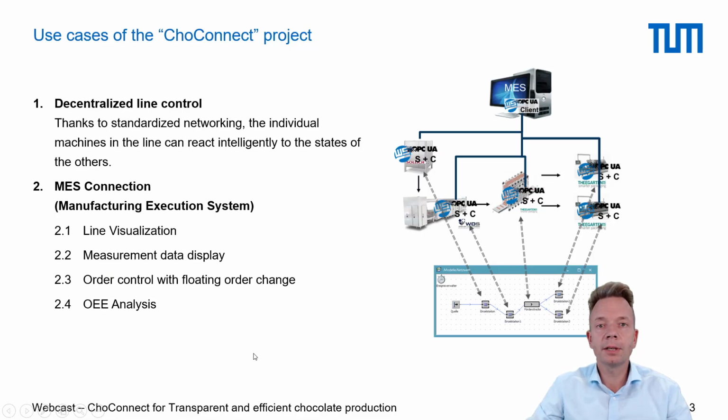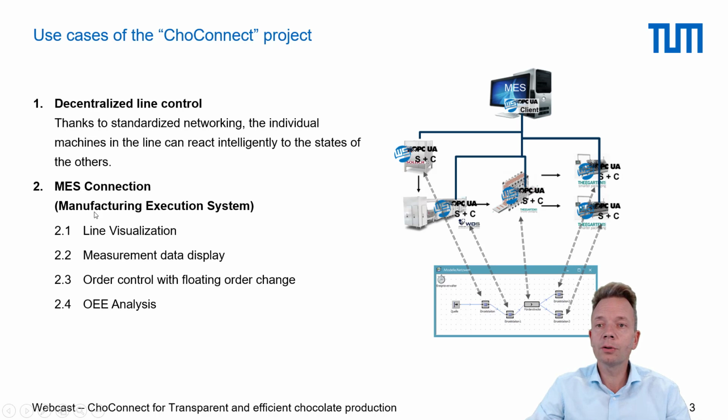By this implementation we focused on the following use cases. We wanted to show that a standardized networking allows a decentralized line control. So thanks to this standardized networking, the individual machines in the line can react intelligently to the states of the others, also to the speeds of the others within the line, and this was realized via OPC UA servers and clients on the controllers of every machine.